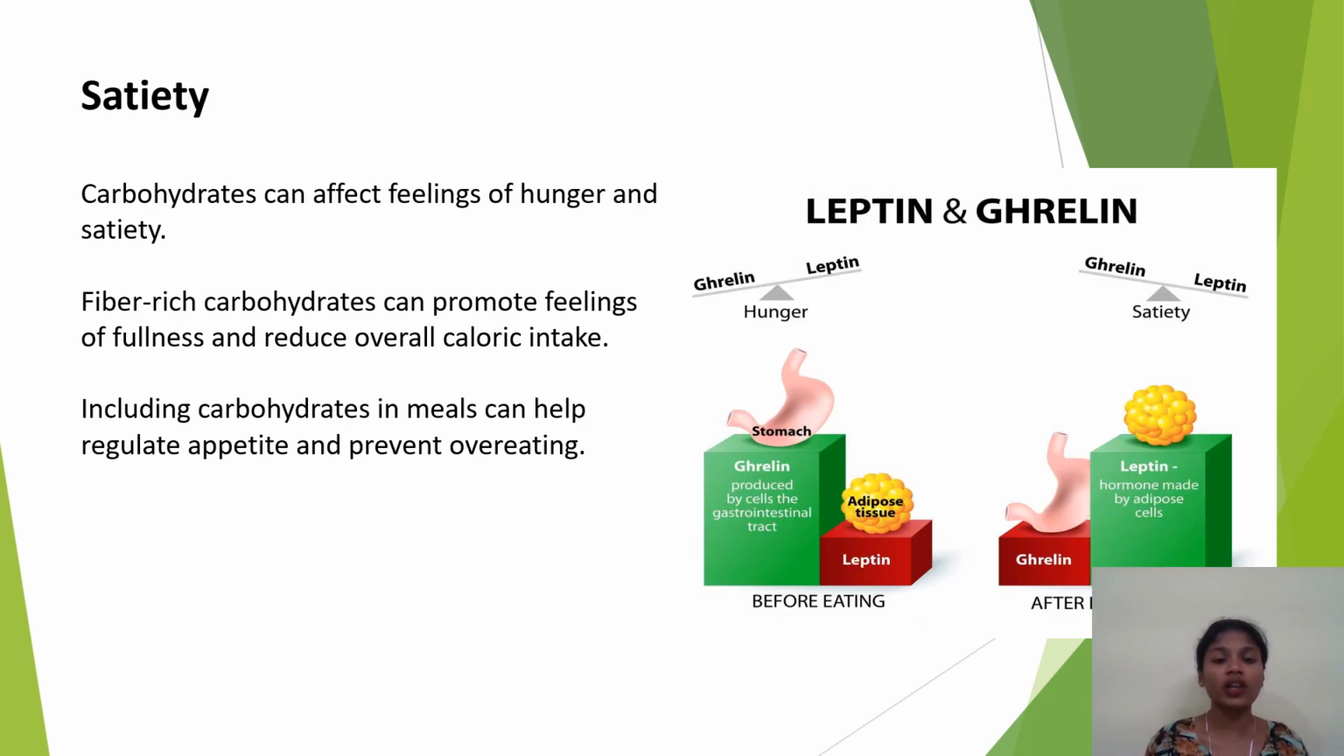Satiety. Carbohydrates can affect the feeling of hunger. Fiber-rich carbohydrates can promote the feeling of fullness and reduce overall carbohydrate intake. Including carbohydrates in a meal can help regulate appetite and prevent overeating.